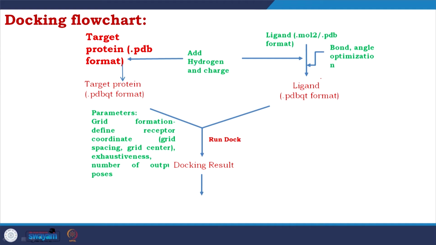Then you set the parameters, the grid formation: define the receptor coordinates, grid spacing, grid center. Exhaustiveness is the redundancy, and number of output poses. Then you run the docking, you get the docking result. This is not the end.